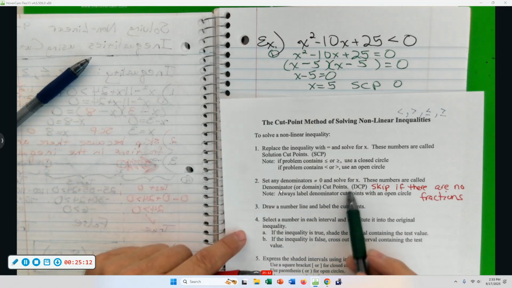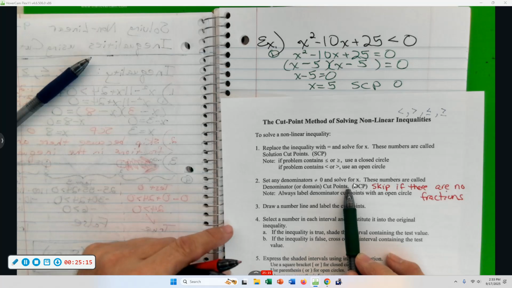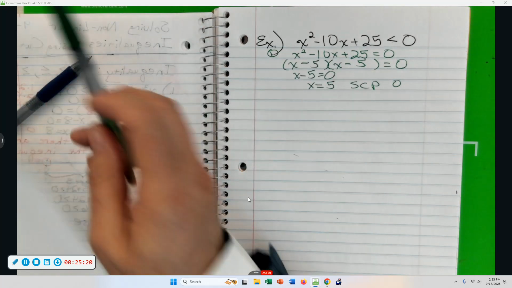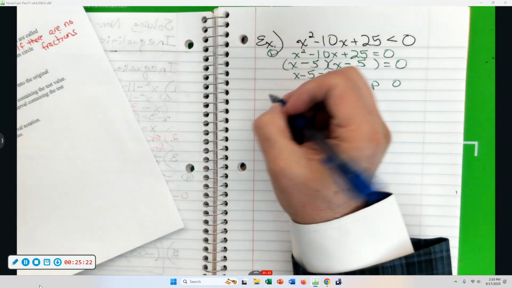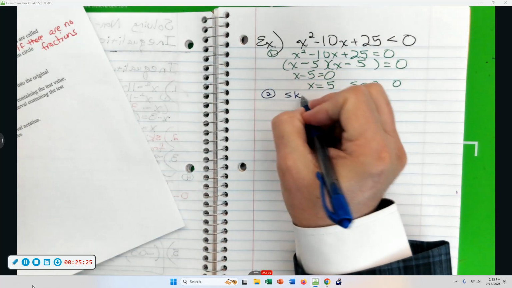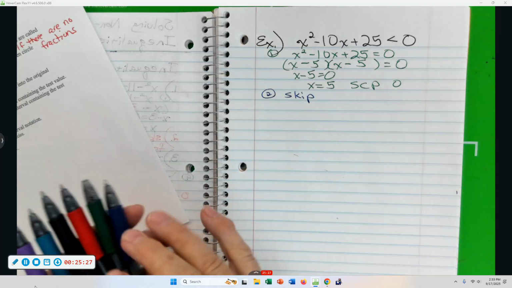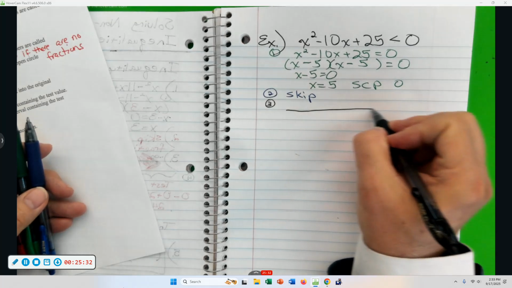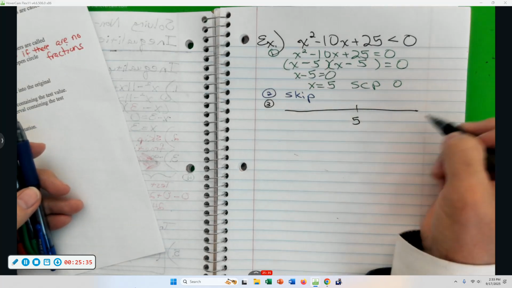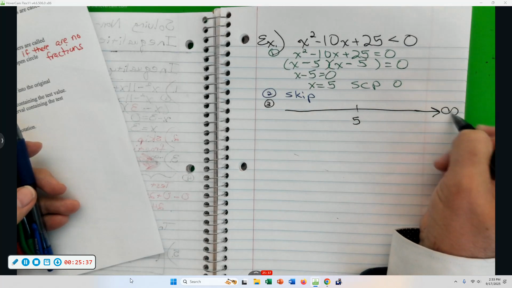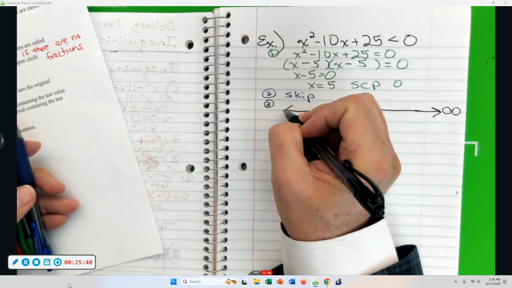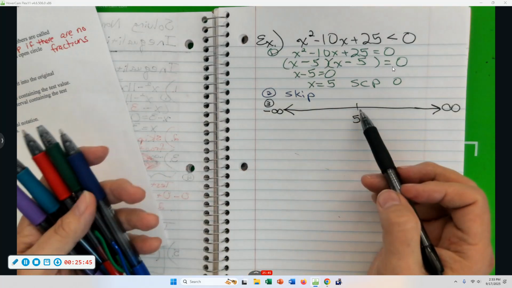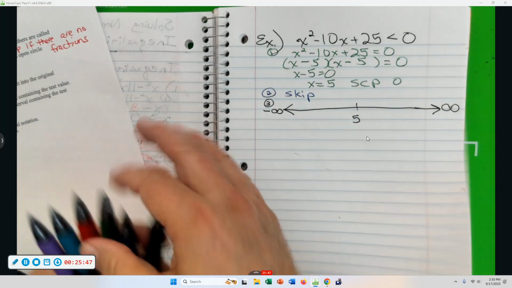Step number 2, what are we going to do? Just skip it because there's no fractions in the original problem. Oh, we only have one cut point. This is a nice problem. Step number 3. That doesn't happen often where there's only one cut point. Infinity. And the cut point, we said we'd label it with an open circle.